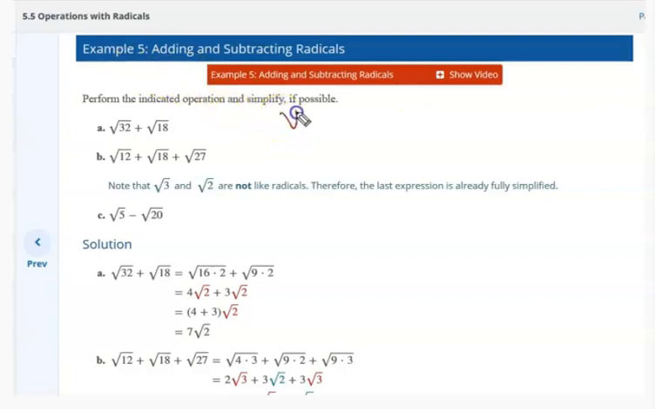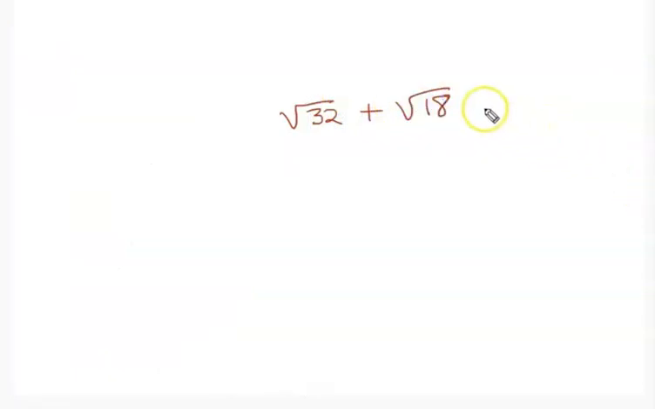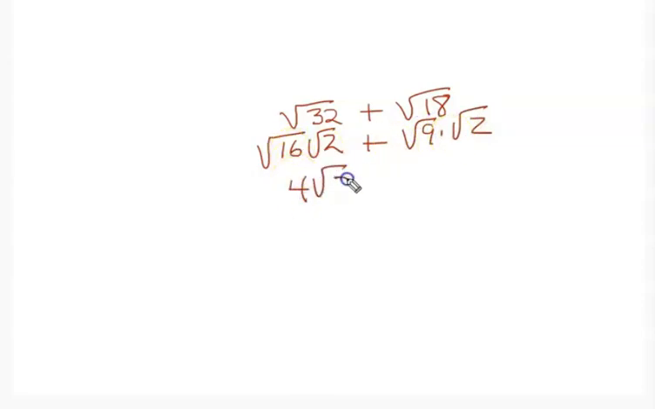5, and then the square root of 32 plus the square root of 18. We're going to see if we can combine some like terms here. Well, the square root of 32, if I divide that by 2, I get the square root of 16 times the square root of 2. And then here I get the square root of 9 times the square root of 2. Square root of 16 is 4, the square root of 2, plus 3, the square root of 2. Now I can combine and get 7, the square root of 2.